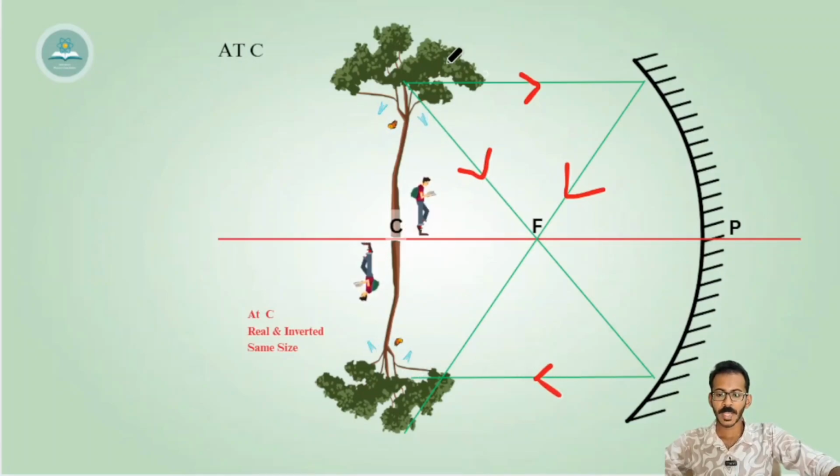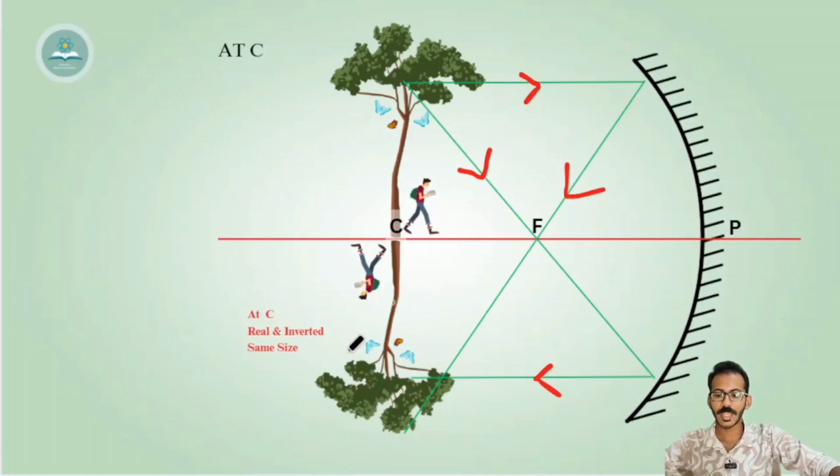It's going. So my first ray came like this, it went like this. My second ray came like this and went like this. Both the rays are meeting here, which means whenever my object is placed at C, at the center of curvature, I'll get my image also at C. This is an important point on the principal axis, that is the center of curvature. Because whenever we place the object on the center of curvature, we'll get the image also on the center of curvature. One more main point is the size of both the object and the image will be the same size.